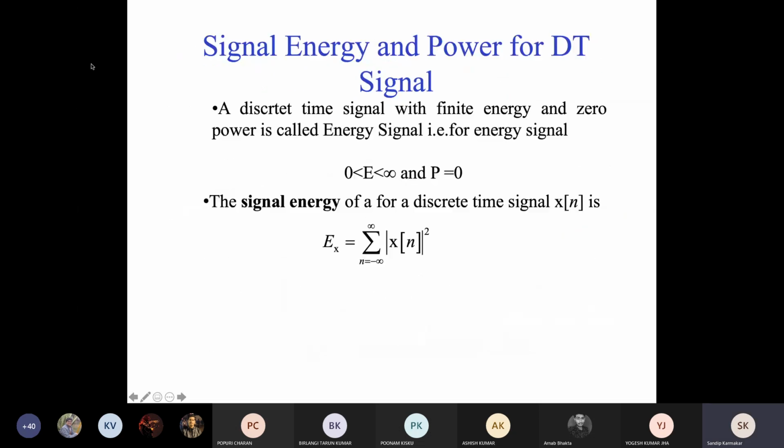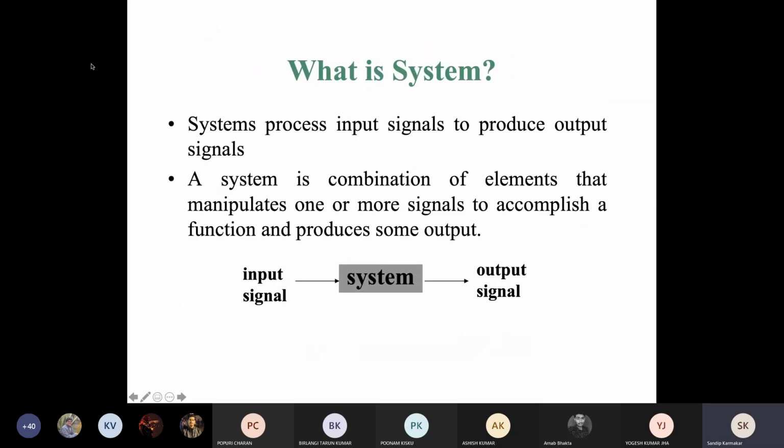Today we are going to start with systems. So what is a system? A system processes input signals to produce output signals. So in a system, input signals come, the system processes the input signal and outputs a signal.